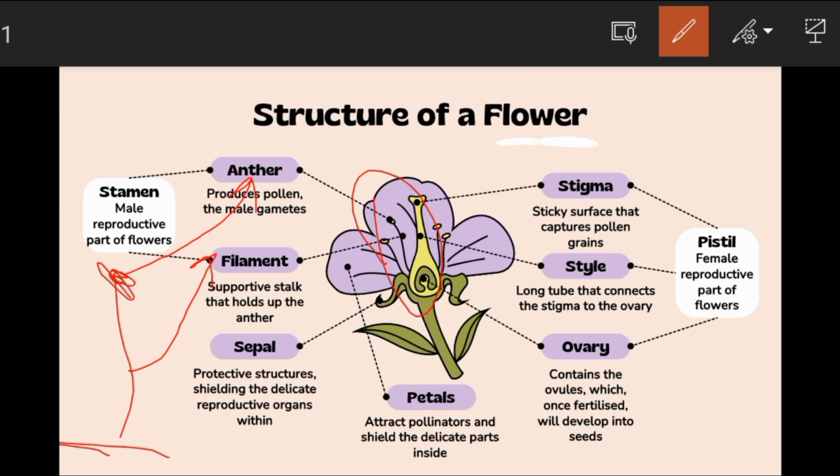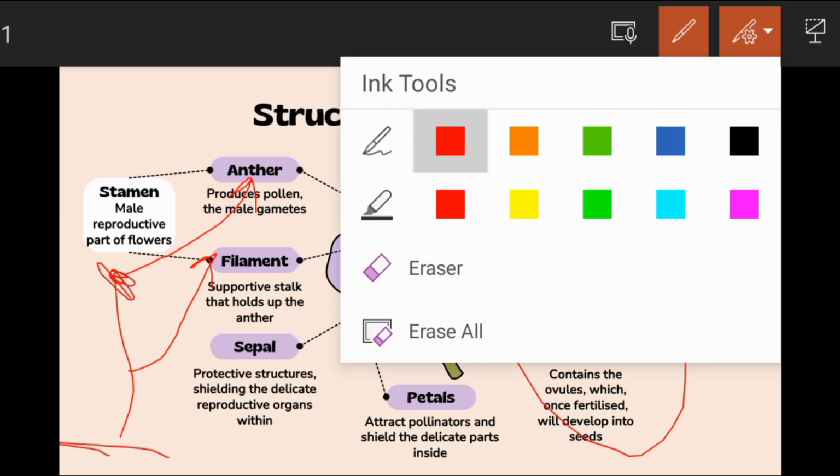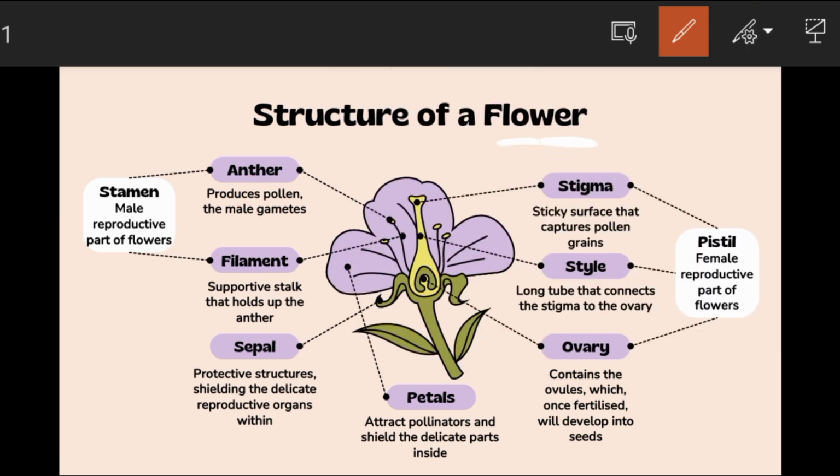Now let's move towards the female reproductive part, which is the pistil. You can also call it the carpel. So students, there are three parts which make up the pistil or carpel. The first is the stigma. This whole yellow-colored structure is the pistil. Here you can see that the tip of the whole structure is known as the stigma, and this is a sticky surface that captures the pollen grains.